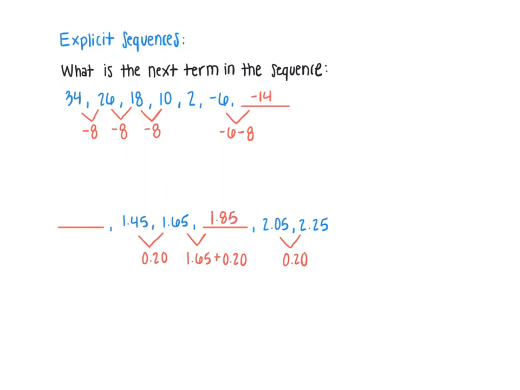If I want to figure out what my first term is, I gotta find a number that when 0.2 is added to it, it gives me 1.45. So the first term has to be smaller than 1.45, and it has to be smaller by 0.2. So in this situation, to go backwards, I simply would just subtract. So I'm gonna show that up at the top. 1.45 minus 0.2 gives me 1.25.